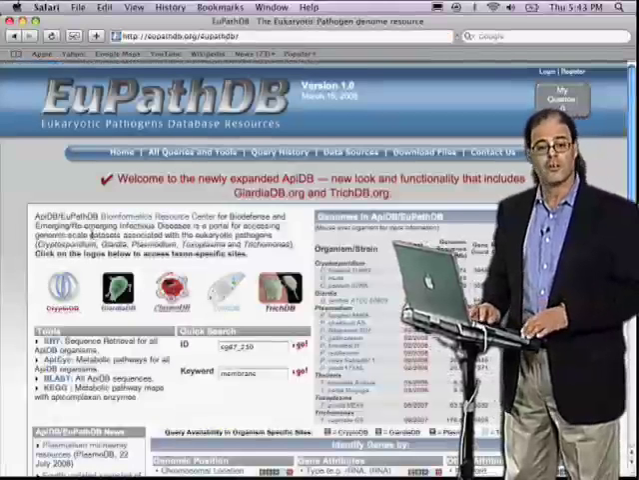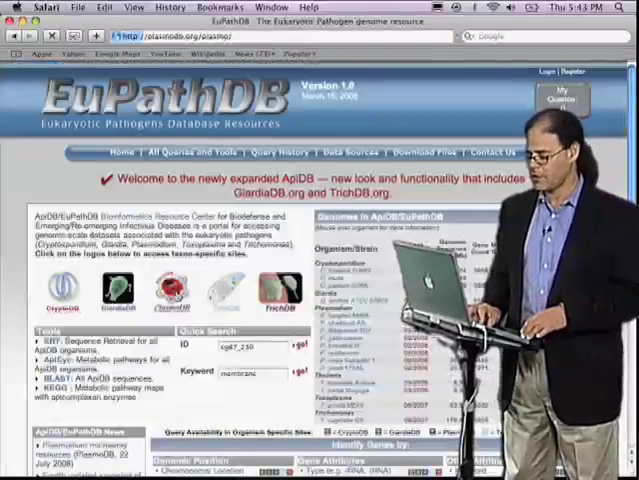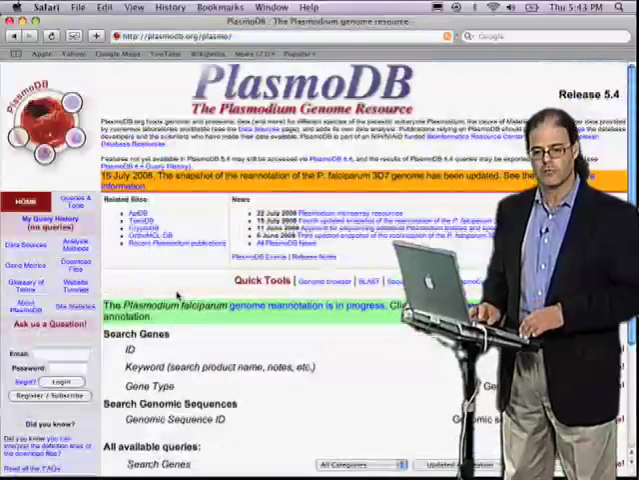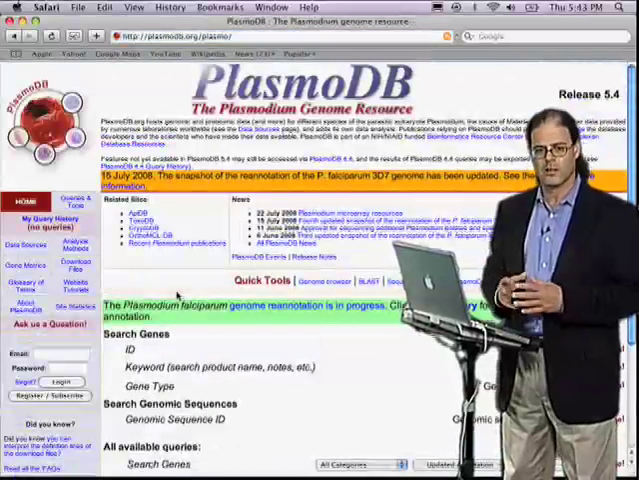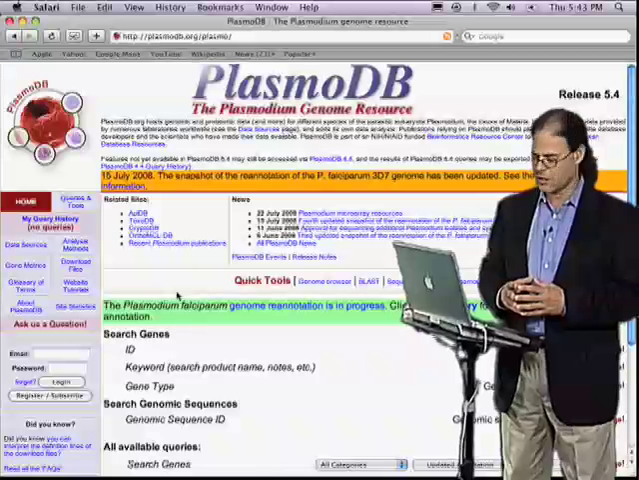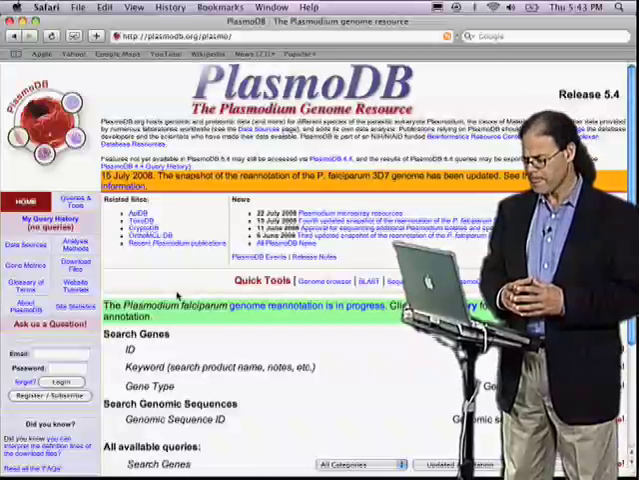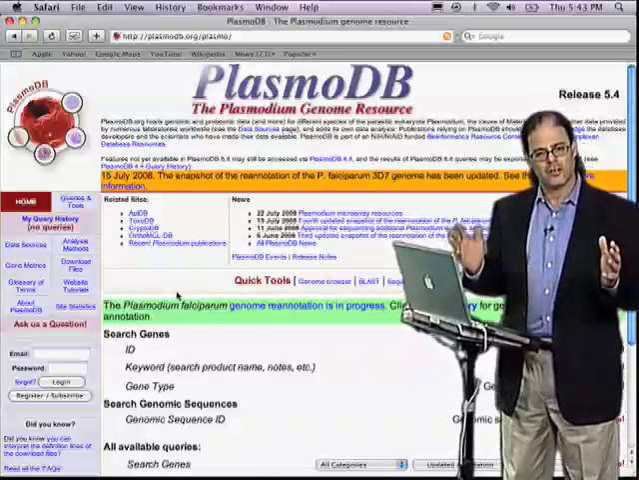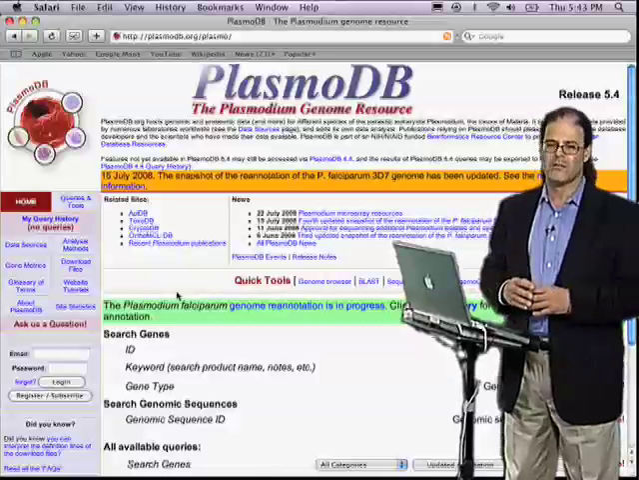So let's return to the eukaryotic pathogen genome database and return further to the Plasmodium genome database that is the subject of our discussion today. Now, as you've already seen, we can explore this database in many different ways.